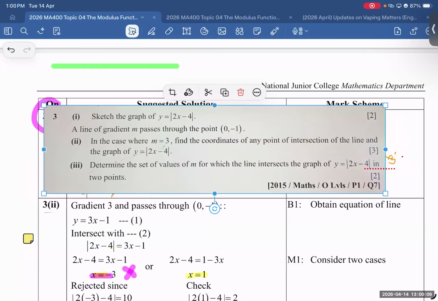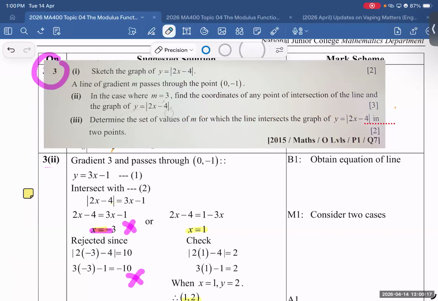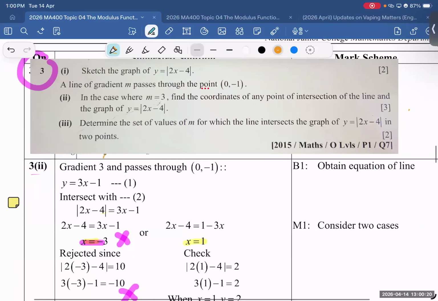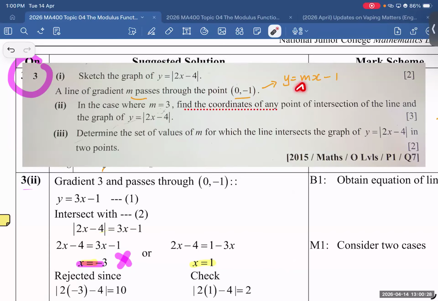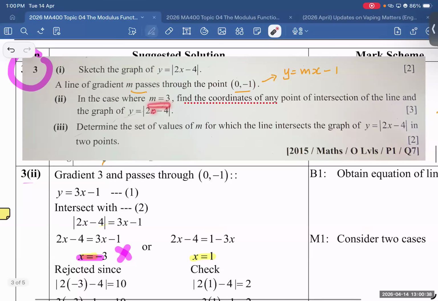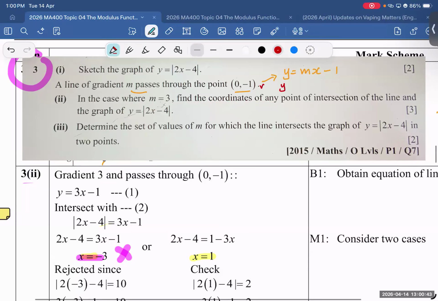Gradient m, pass through (0, minus 1). If you think about it, if gradient m passes through there, that means basically the equation is y equals mx minus 1. This is the gradient, this is the y-intercept. So if m equals 3, the equation is y equals 3x minus 1.